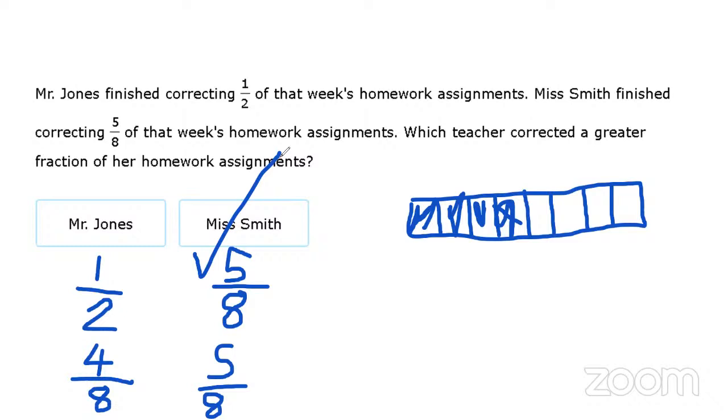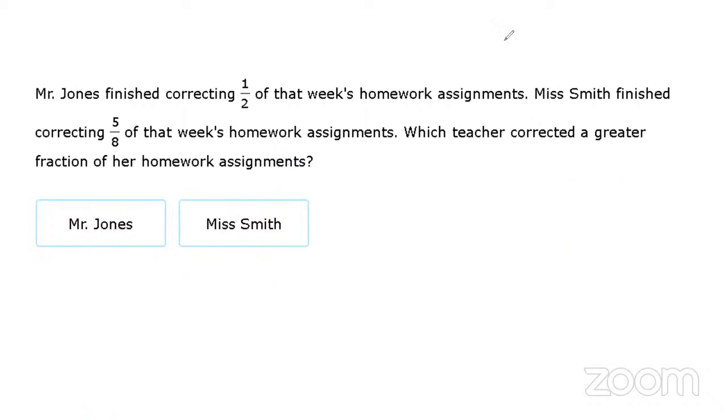Before I go, I'm just going to read what Michaela has explained. Michaela says you can use LCM to solve this. So the LCM of 8 and 2 is 8. So 8 divided by 2 is 4, and 4 times 1 is 4 eighths. And 8 divided by 8 is 1. So 5 times 1 is 5 eighths. So the answer is Miss Smith. All right, lovely, brilliant.